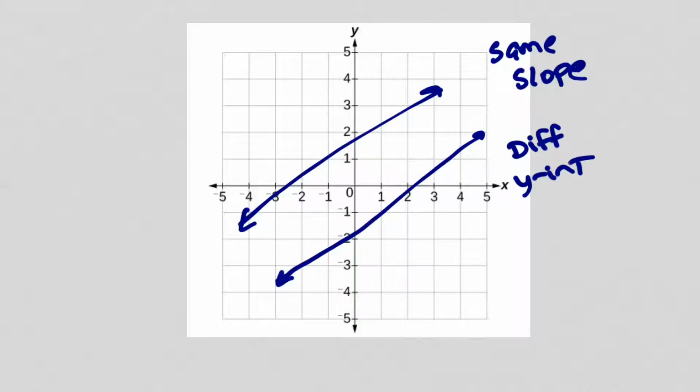Right? So as long as they have this situation, you know they're going to be parallel and they're never going to cross each other, which means that they will never ever intersect one another. Okay? So if you want to know if 2 lines are parallel to each other, all you have to do is check out their same slope, check to see if they have different y-intercepts, and if they do, then they're parallel. But as soon as those slopes are different, you know that they are not going to be parallel.